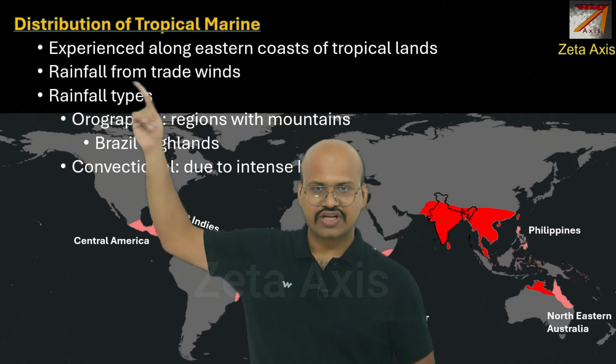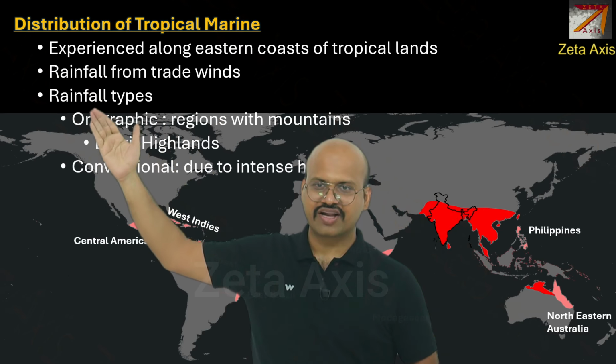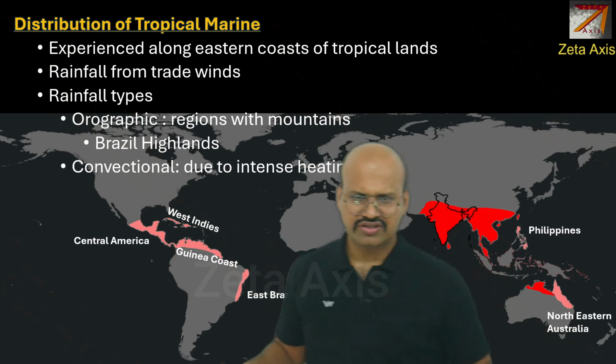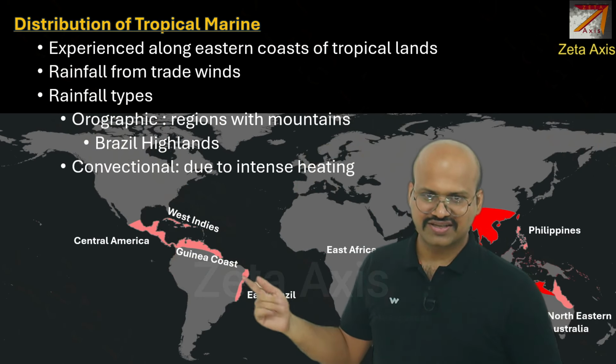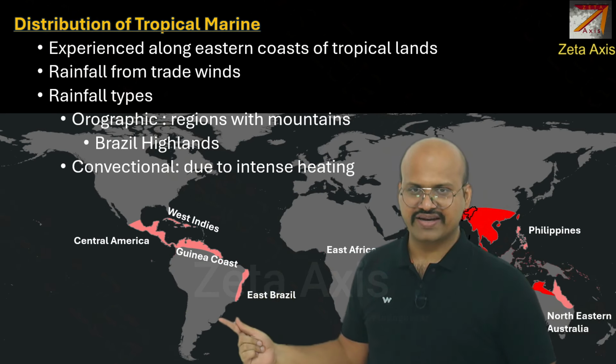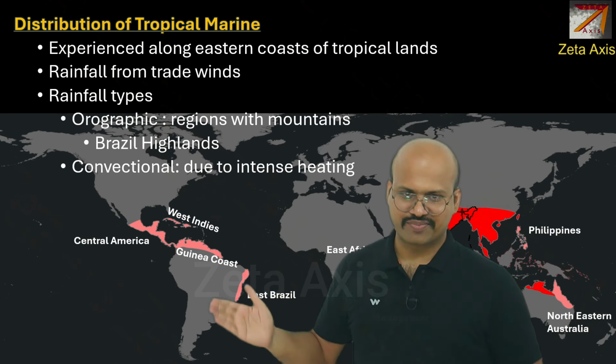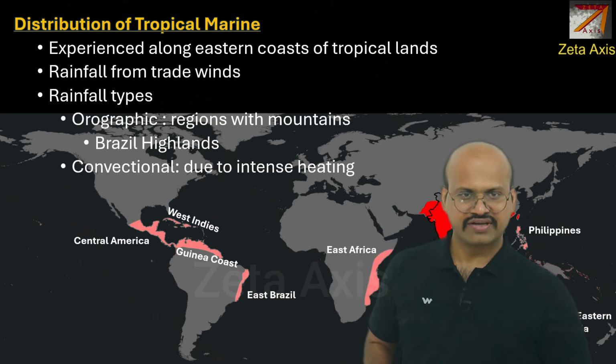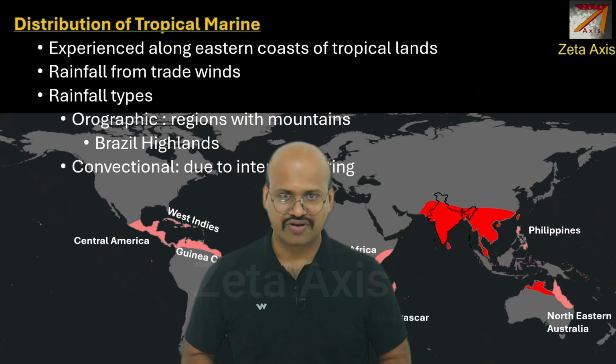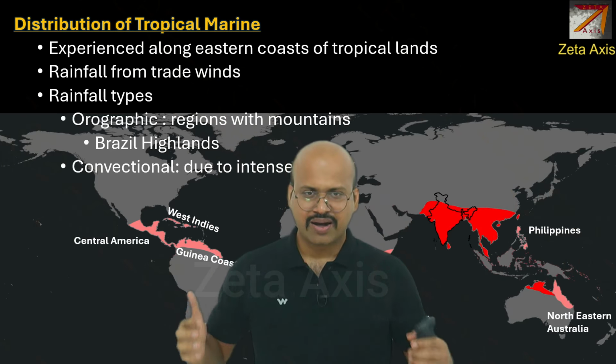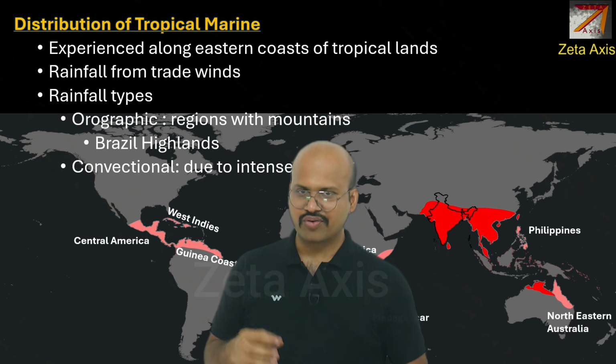Now rainfall is from the trade winds. We have already covered that. Rainfall types are orographic because there are mountains in this region. Here we have the Brazil highlands. So when the winds come, it is blocked and we see orographic rainfall. Orographic rainfall is the rainfall which is caused by the upliftment of the winds by a mountain.